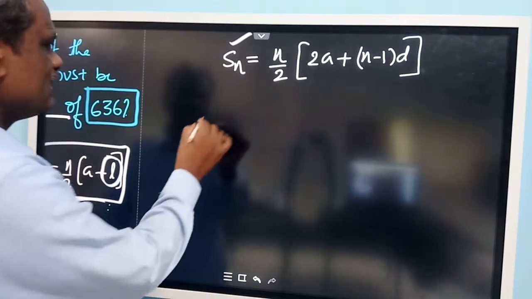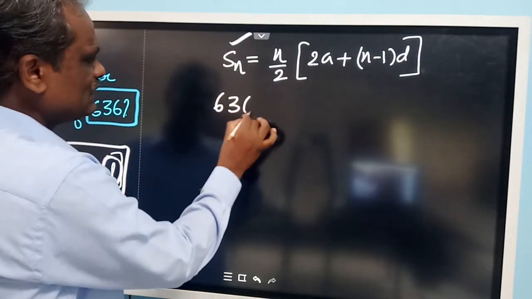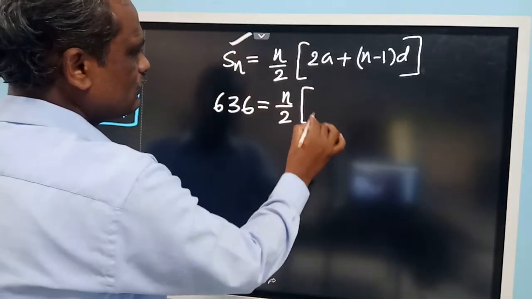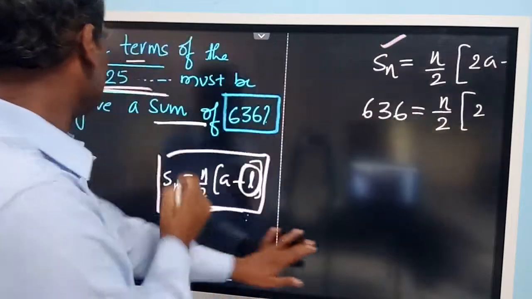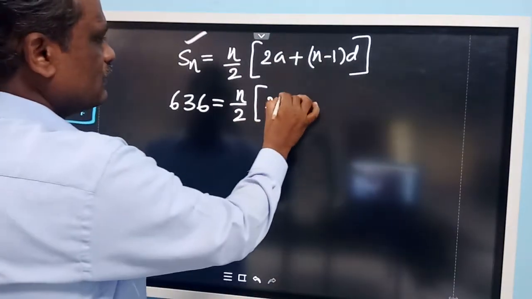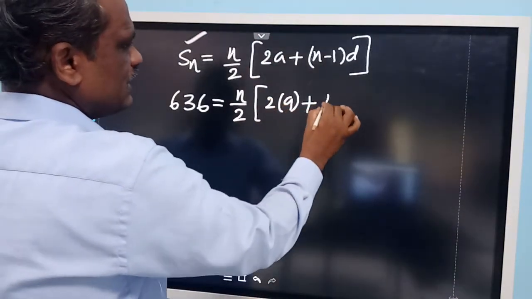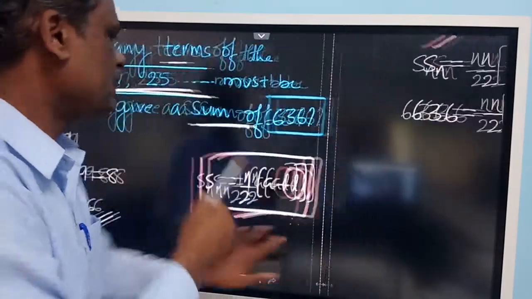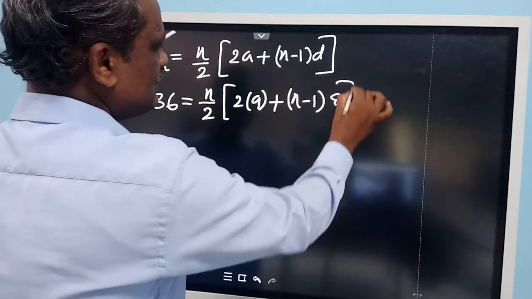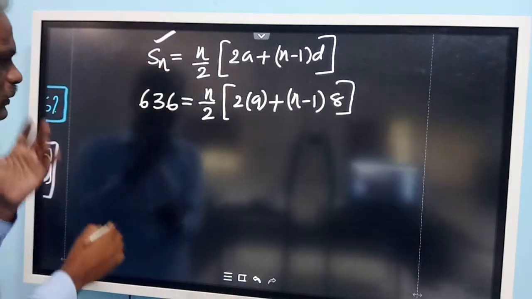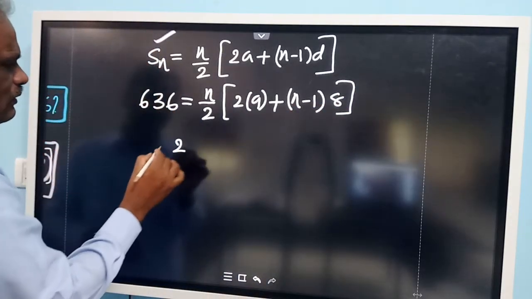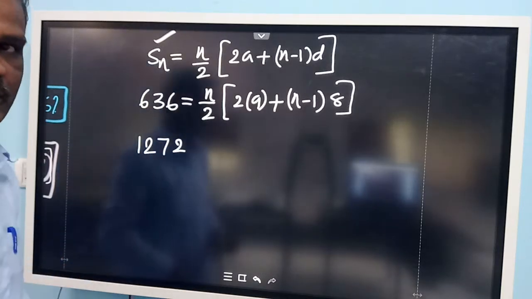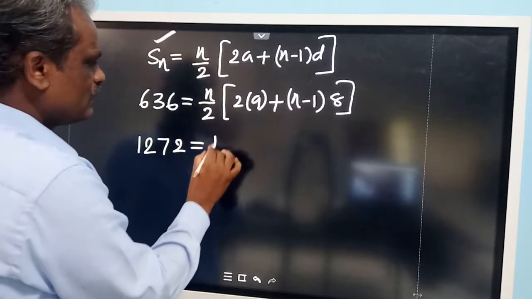Sn is 636. In place of Sn you write 636. n value we do not know, write as it is, n by 2. 2 into first term, in this arithmetic progression it is 9, plus n minus 1 into common difference we calculated, that is d is equal to 8. So we will simplify this one. Transfer 2 to the left side. 2 6s are 12, 2 3s are 6 plus 1, 7. 2 6s are 12, 1272 is equal to n.